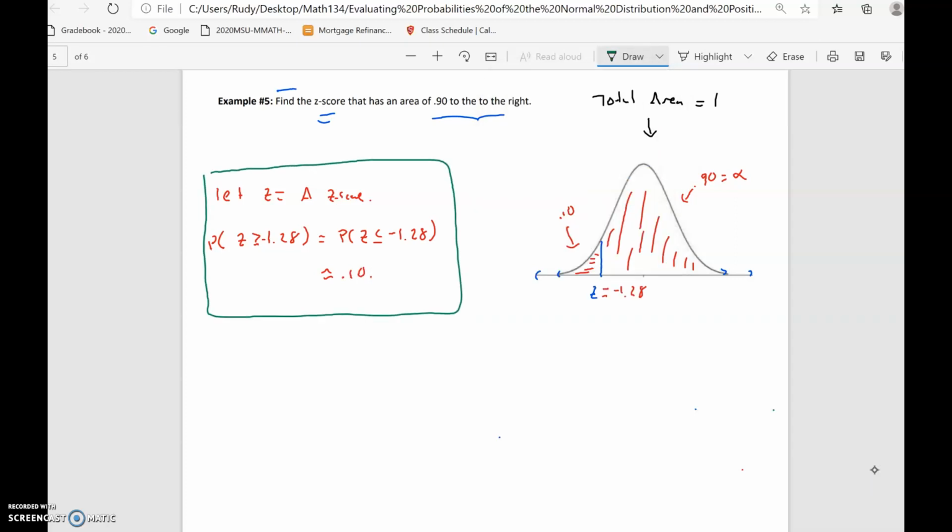It's the same problem as example 4. Remember that the total area of any distribution is equal to 1. So a z-score that has a 0.10 area to the left is going to have 0.90 area to the right. So it's the same problem, just expressed in a different form.